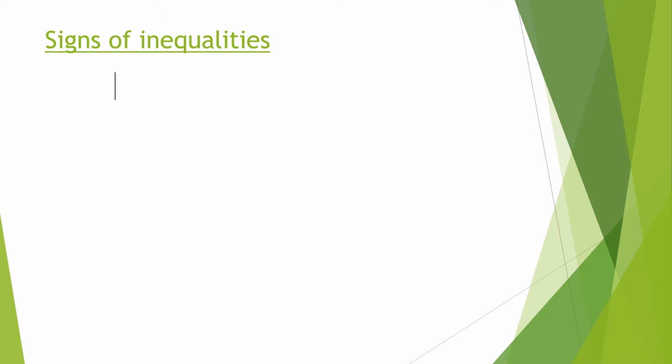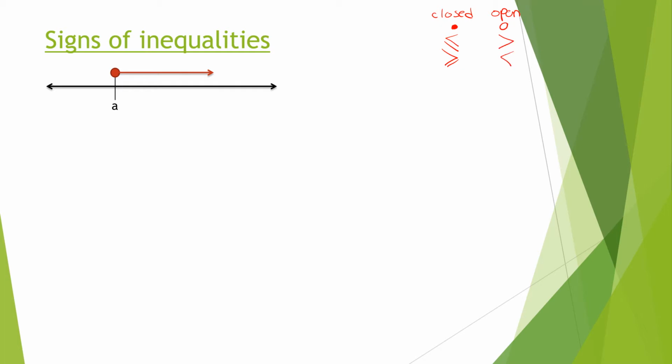So the first thing, the signs of inequality. We want to remind ourselves with the signs of inequality. As you can see here in this inequality, A is, for example, the number. Here the point is closed. Remember this, closed and open. To remind you, closed is when we use the equal sign in the inequalities, okay? And open, it's an open circle, and we don't use the equal sign in the inequalities.